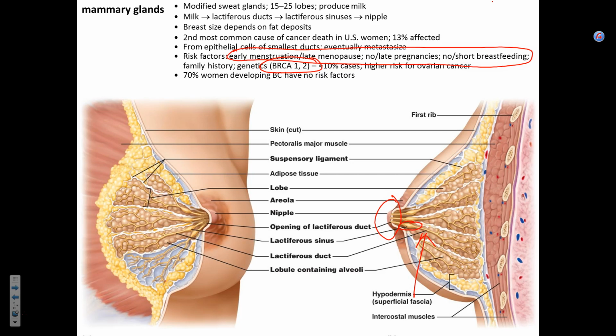There are multiple types of breast cancer. Breast cancer that is mediated by estrogen receptors. Breast cancer that is not mediated by estrogen receptors. And all those different types warrant different types of treatments.